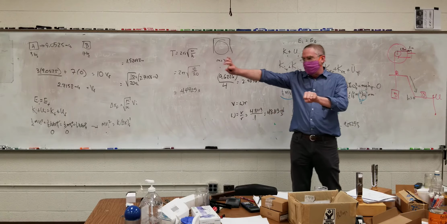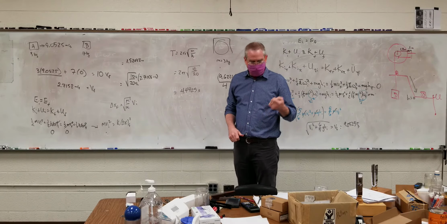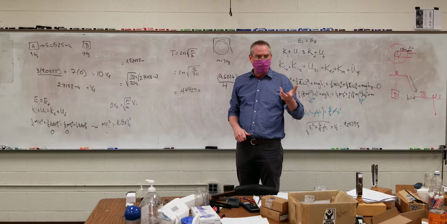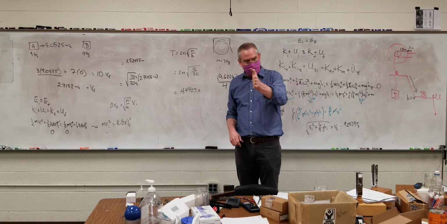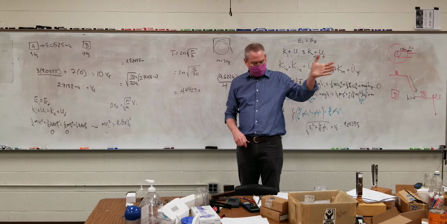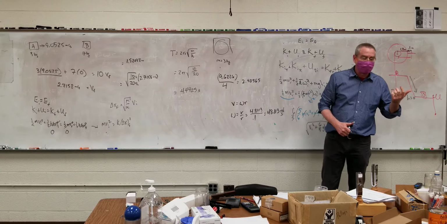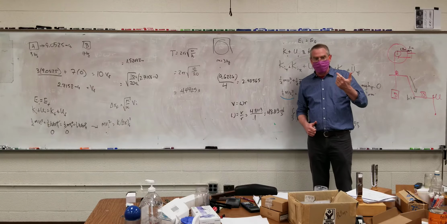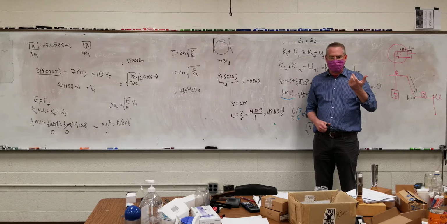So after A separates, the question M is asking, what changes? Because now it's just B, attached to the spring, moving back and forth. The spring constant doesn't change. It's the same number as before, 20 newtons per meter, because the masses don't change the spring.